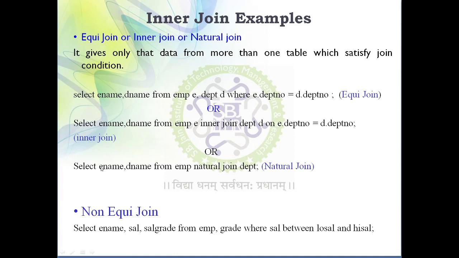Then the third way of writing the query is a natural join, where we do not need to specify the condition. Automatically it will take the common attribute and give you the output. Again the problem statement is the same: I want to display employee name along with the department name. So how can I write a query? By using natural join: select ename, dname from employee natural join department.